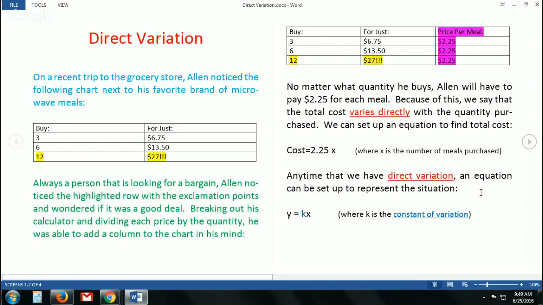Anytime that we have direct variation, an equation can be set up to represent the situation. y equals kx represents direct variation. K is the constant of variation. In the previous problem, our constant of variation was $2.25, the price per meal. Let's look at another example.